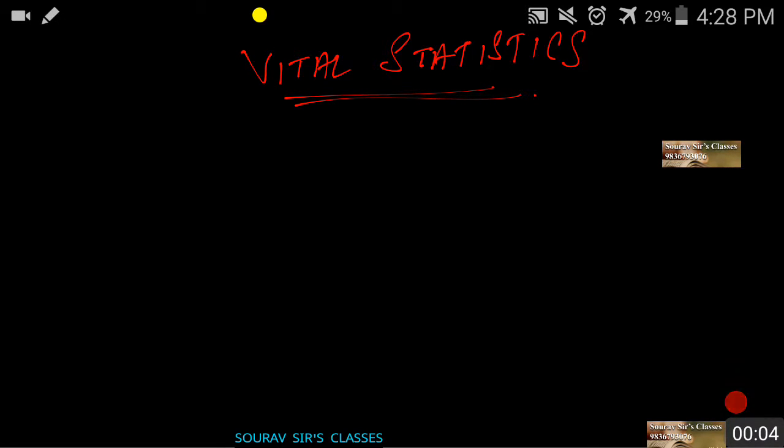Today we will discuss the chapter about vital statistics. What is vital statistics? And what do you understand by vital statistics? Basically, it is defined as a branch of biometry which deals with the data and laws of human mortality, morbidity, and demography. These are the three major points of vital statistics.